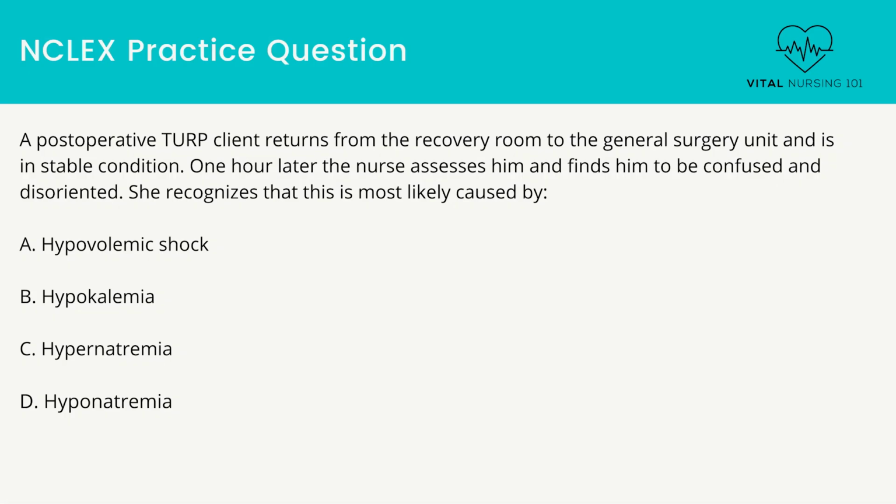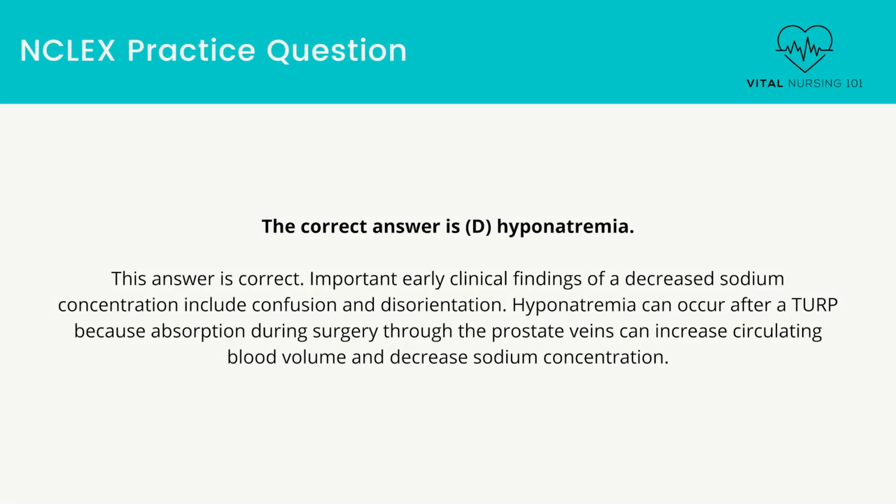A postoperative TURP client returns from the recovery room to the general surgery unit and is in stable condition. 1 hour later, the nurse assesses him and finds him to be confused and disoriented. She recognizes that this is most likely caused by hypovolemic shock, hypokalemia, hypernatremia, hyponatremia. The correct answer is hyponatremia.